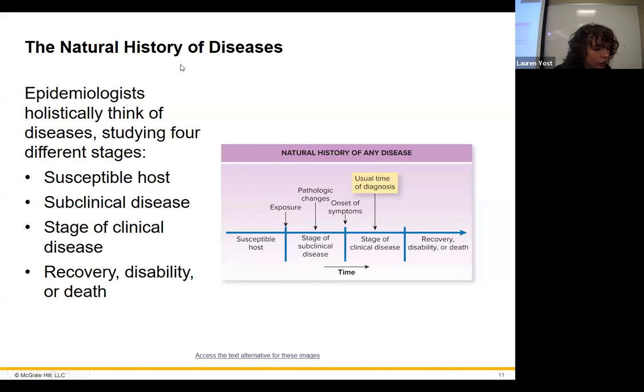Then after that exposure, you will start having what we should be familiar with by now, pathological changes, right? Those are going to be seen as symptoms and signs as they progress. At first they'll be small and you won't see them. They have to progress to that point, obviously, because that's just how time works.